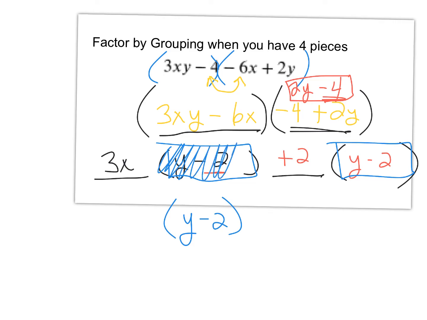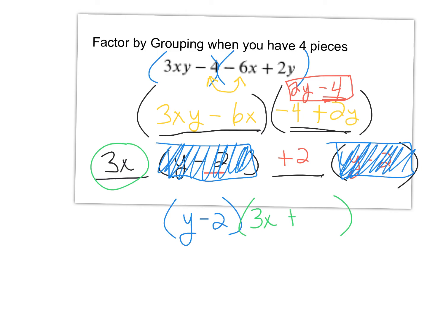Second parentheses, all the garbage left over. So you're going to have 3x plus 2. Okay. So again, if it doesn't work, flip-flop the middle. If it doesn't work after that, typically it's probably not going to be factorable. All right, let's continue.